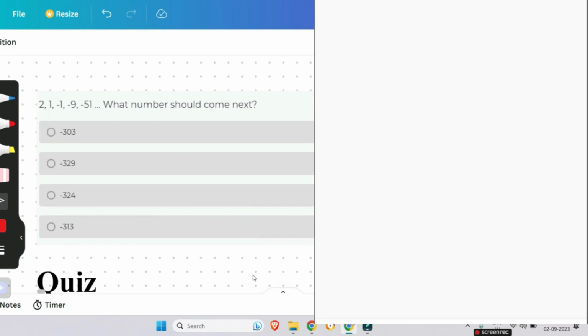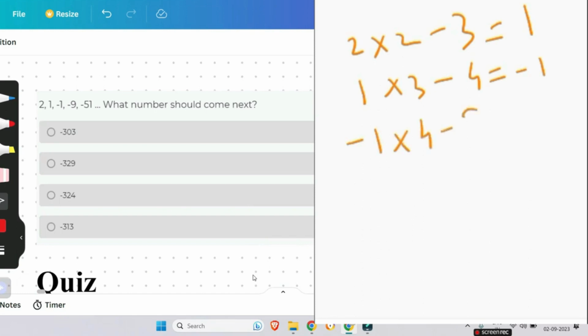So the first term is 2, right? If we multiply 2 by 2, then subtract 3, we will get the next term, that is 1, right? And then if the previous answer 1 is multiplied by 3 and subtracted by 4, we will get minus 1, right? The next term is the previous term multiplied by 4 and subtracted by 5, then we will get minus 9.